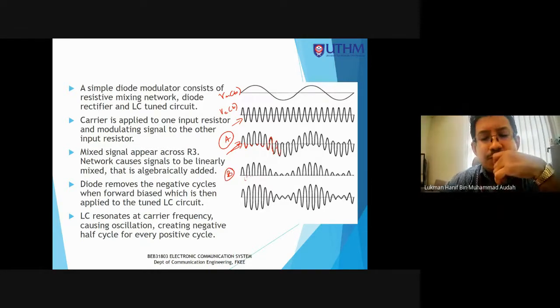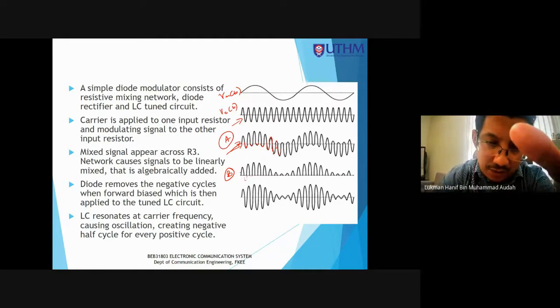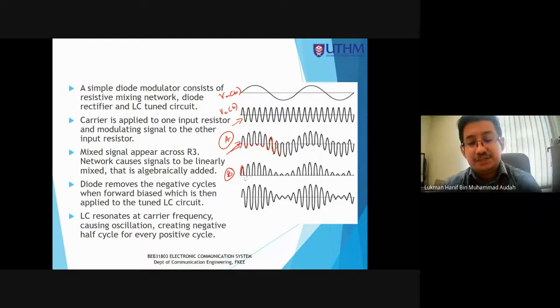If you see from point B, we see that the diode has cut off the negative side when it is reverse bias. And at that time, during reverse bias, the LC tank circuit will discharge. Remember that during the positive cycle, the LC tank circuit will be charging. So what does that mean? During this positive cycle, the LC tank circuit is charging.